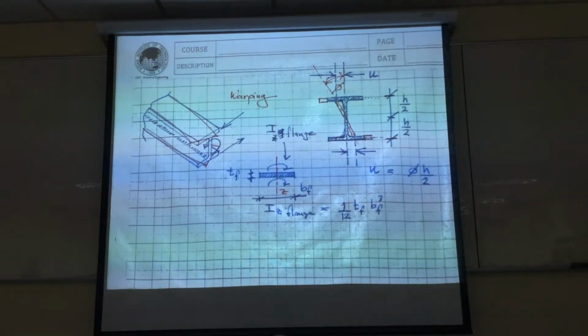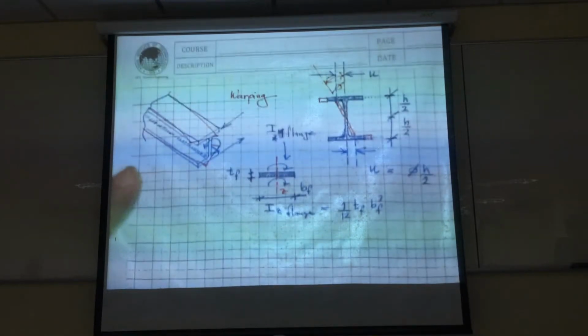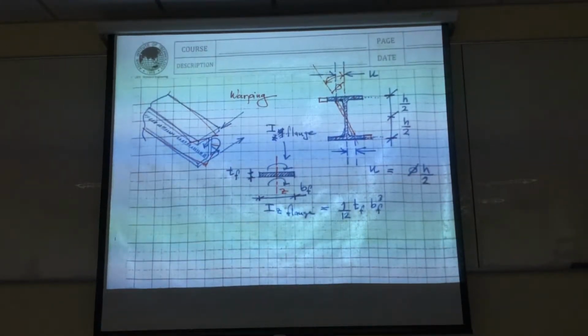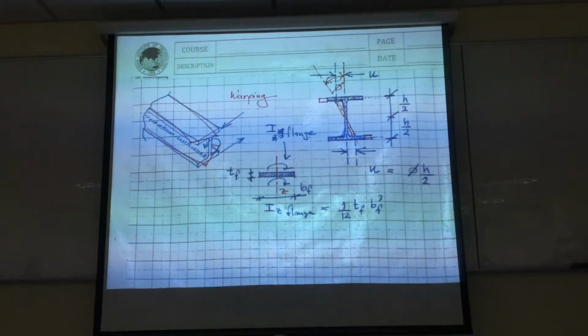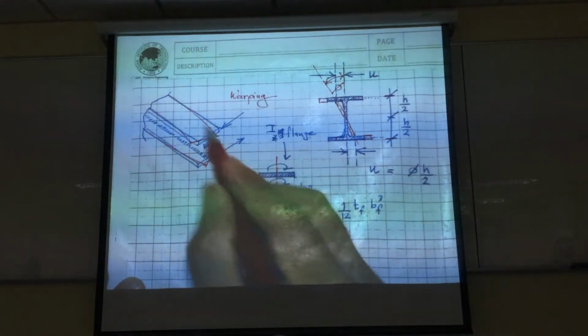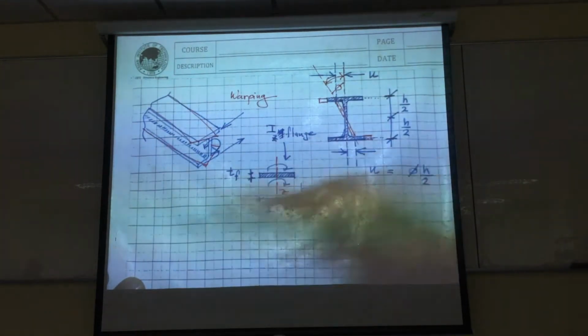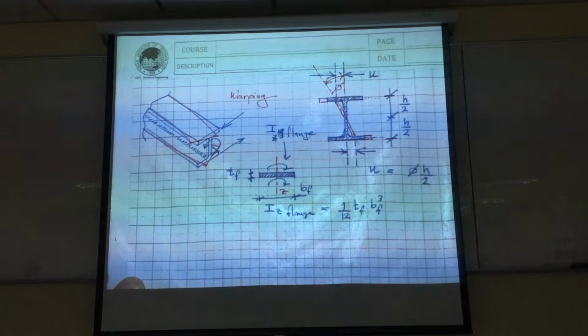Then, if you want to find the moment which is associated with the warping, then you will be getting to shear force couple. All right. The shear force couple. That will be the top and bottom flange shear multiplied by the moment arm, which is H. Okay. In order to find the shear, this is the U, right? Displacement U out of this plane.